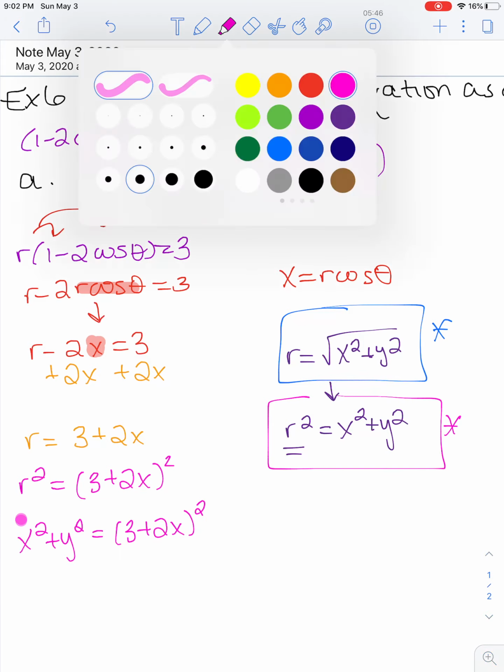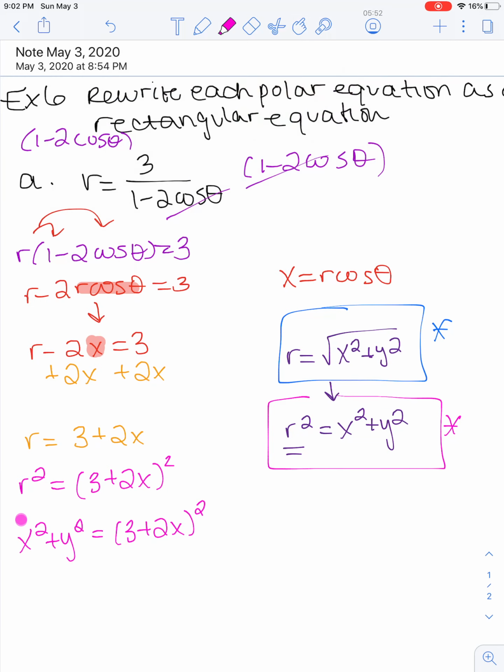I know that this is my final answer. So x squared plus y squared equals the quantity 3 plus 2x, squared, is my rectangular equation corresponding with the polar equation r equals 3 over 1 minus 2 cosine theta.